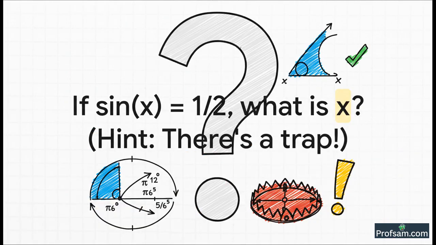Alright, let's kick things off with a simple question. Look here, if sine of x is equal to 1 by 2, what is x? Now I bet the first thing that popped into your head was pi by 6, right? 30 degrees. And you know what? You're absolutely correct. But, and this is a big but, that's not the complete picture. And that, my friends, is the trap.